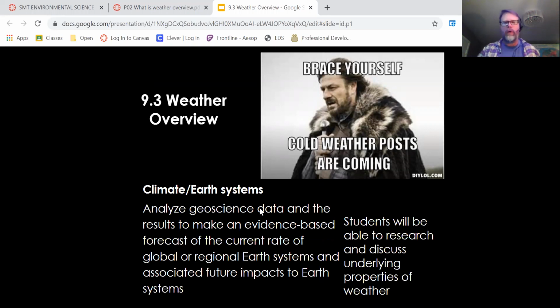It's a good week to talk weather as we're going to have some cold fronts pushing in this week, and we can talk about fronts here today as we'll be able to research and discuss some of the underlying properties of weather.